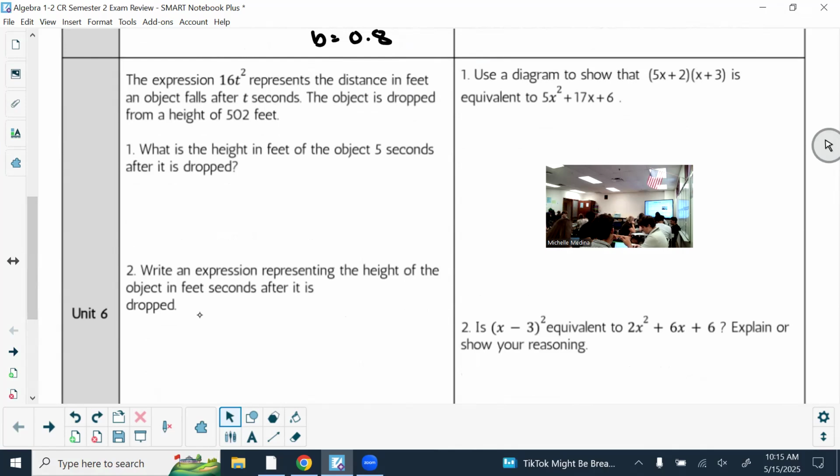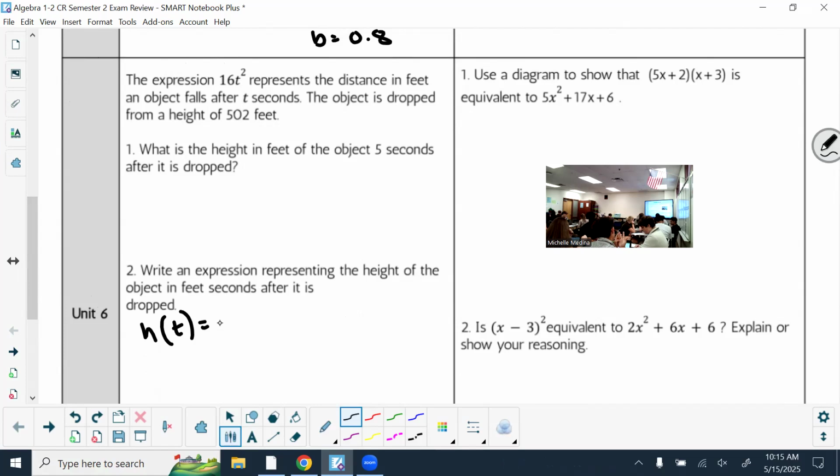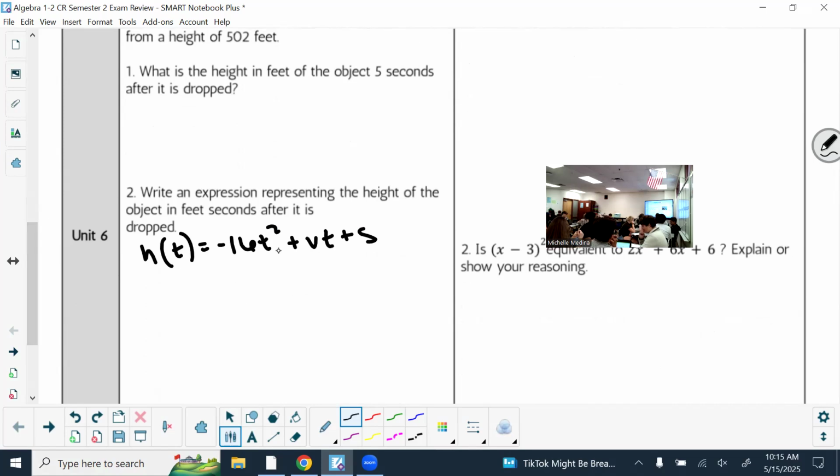So we have done problems relating to projectile motion before, and you have to remember, if we're saying h for height and t for seconds, that it's generally this setup. So negative 16t squared plus vt plus s. This is not for this question. This is just your setup. This is something you can memorize for tomorrow, because you're not using any notes.